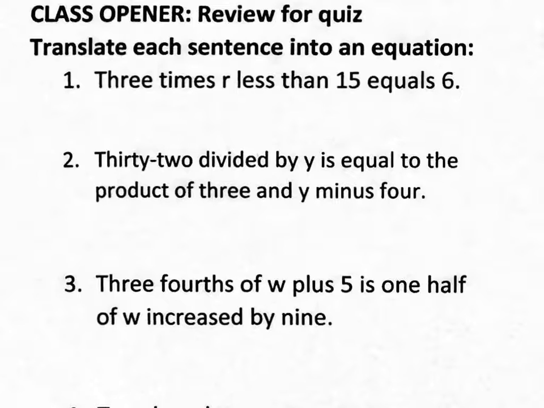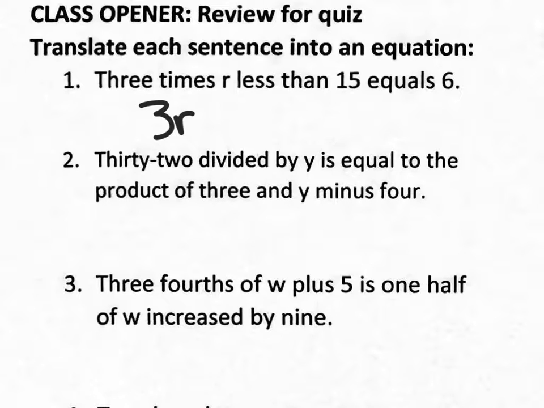So if you read through this carefully, it says 3 times r is less than 15. So 3 times r, you're going to write that as 3r, because that's really 3 times r. If you think about what's happening between the 3 and the r, there's multiplication right there. So that's really 3 times r. It says less than 15 equals 6.